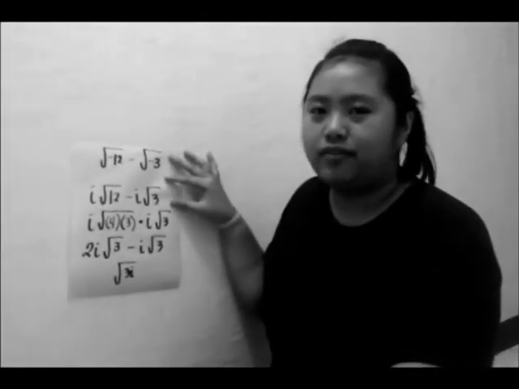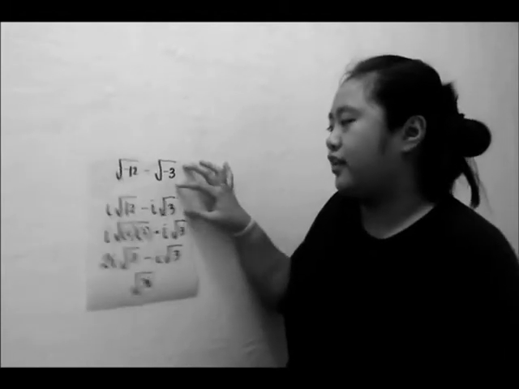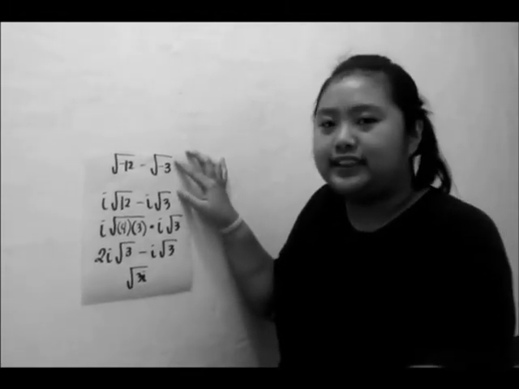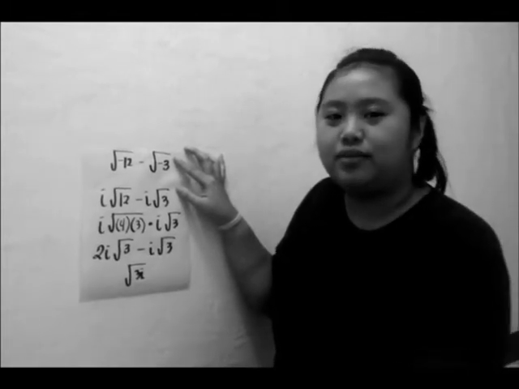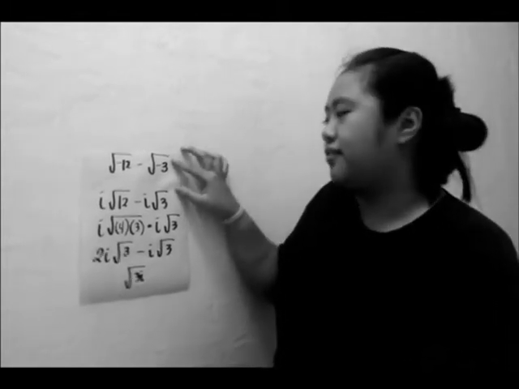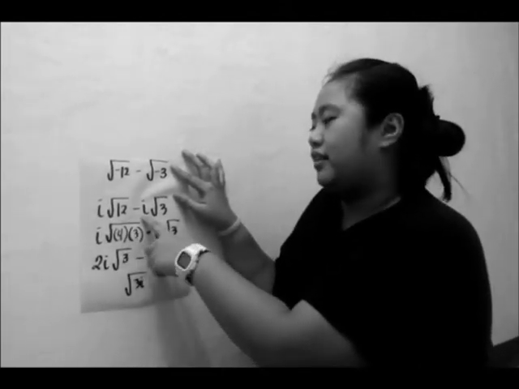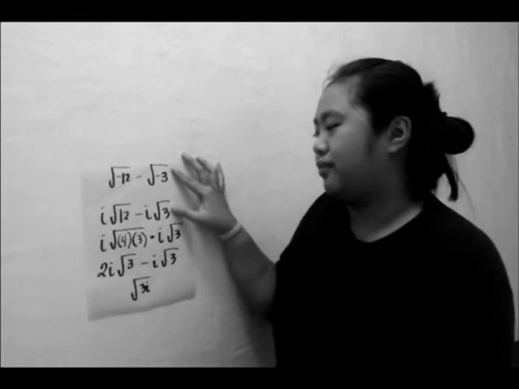Now we will be subtracting imaginary numbers. This one is the square root of -12 minus the square root of -3. First, express the square root of a negative number in terms of i: i square root of 12 minus i square root of 3.